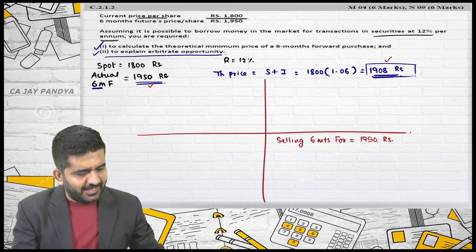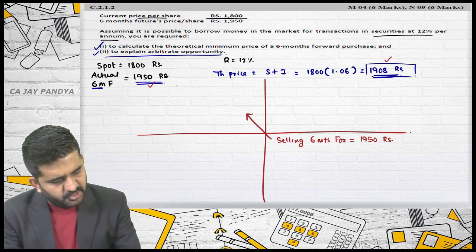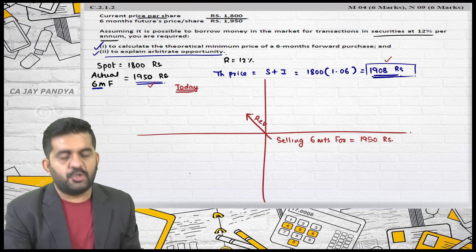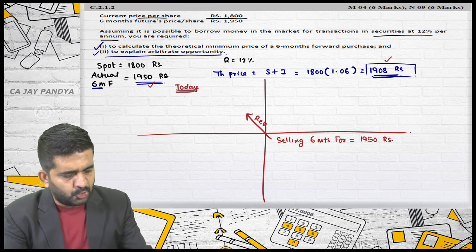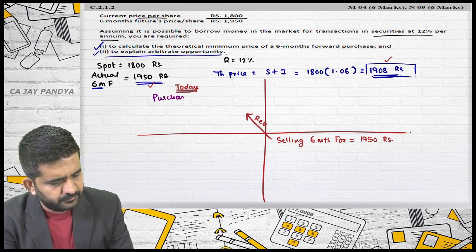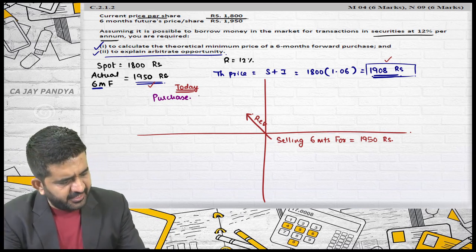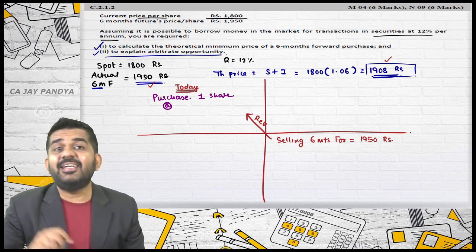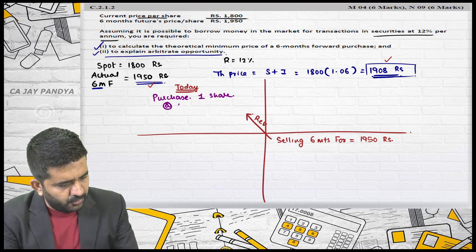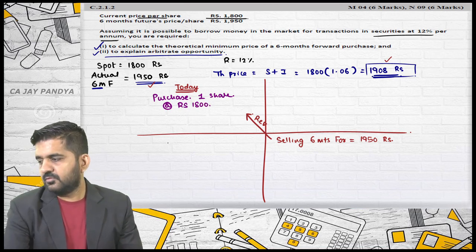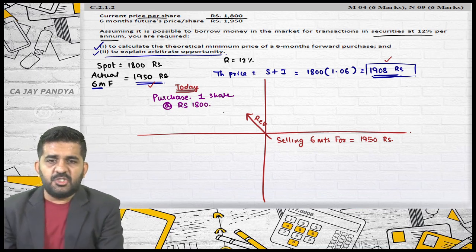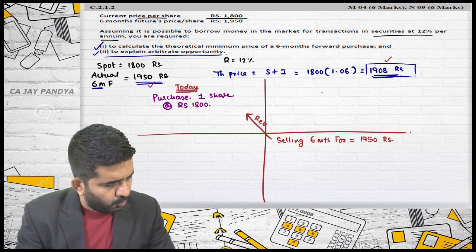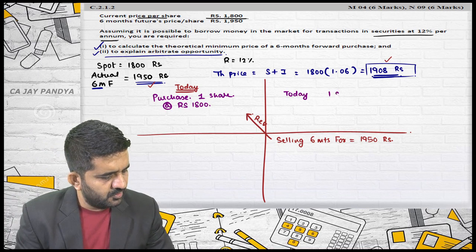Alright. Always take, please understand, this is today. Always take a reverse position today. You have sold it after 6 months, so today you purchase 1 share at the rate of rupees 1800. You are purchasing it today, so it will be rupees 1800. So you purchase 1 share at the rate of rupees 1800. So what are you holding today? 1 share.